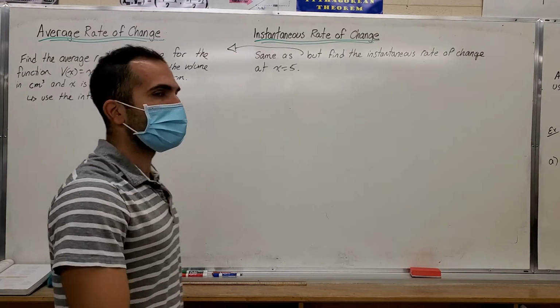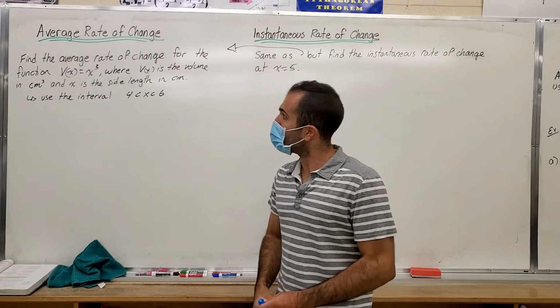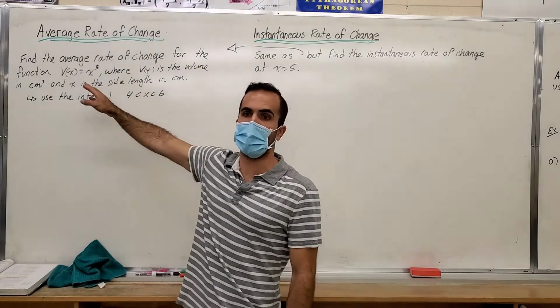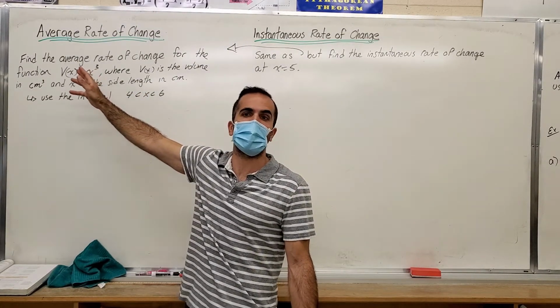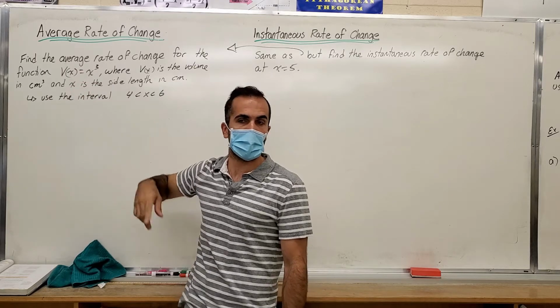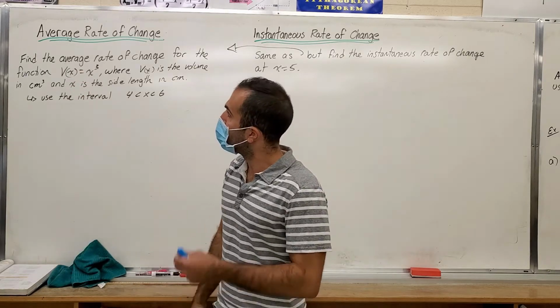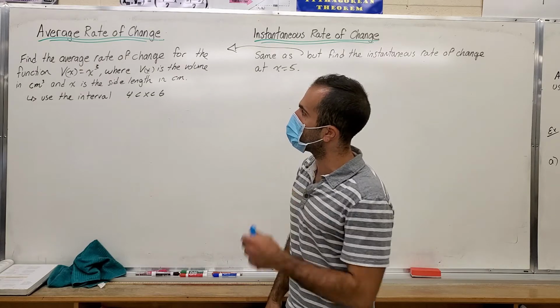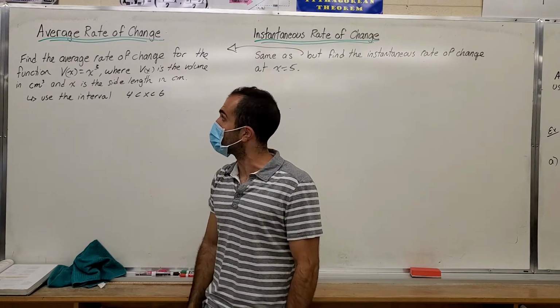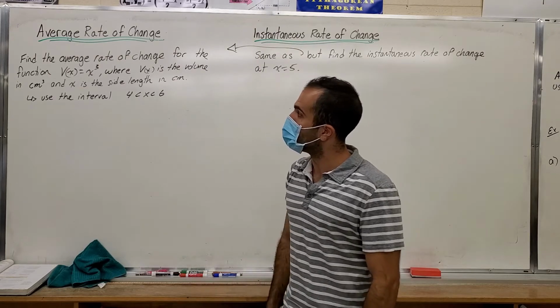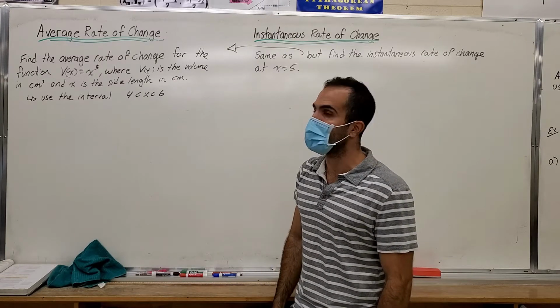Okay, so 2 examples based on the same function. We have the volume of a cube. This is the formula for volume of a cube. If x is a side length and it's x cubed, then all the side lengths are the same, right? So it makes it a cube. So we want to find the average rate of change for the function V at x, the volume at x equals x cubed, where V at x is the volume in centimeters cubed and x is the side length in centimeters.